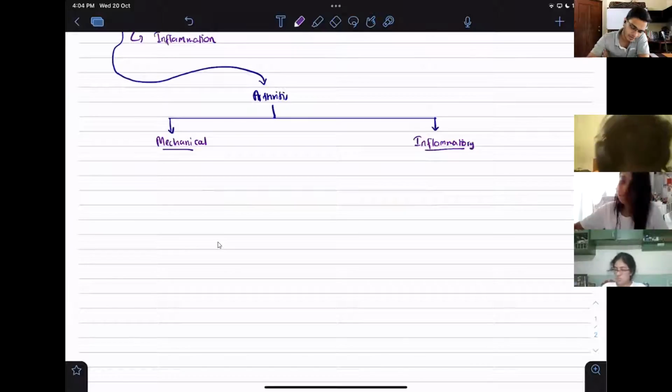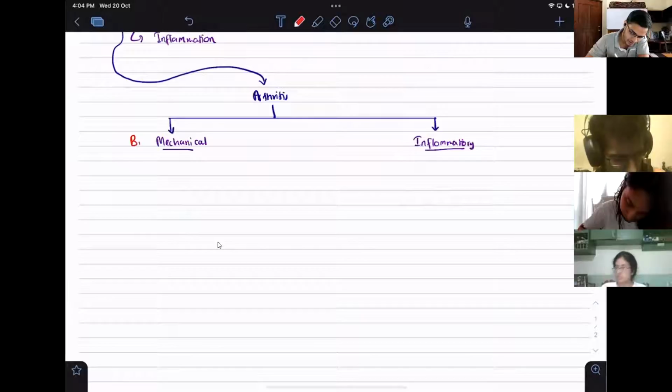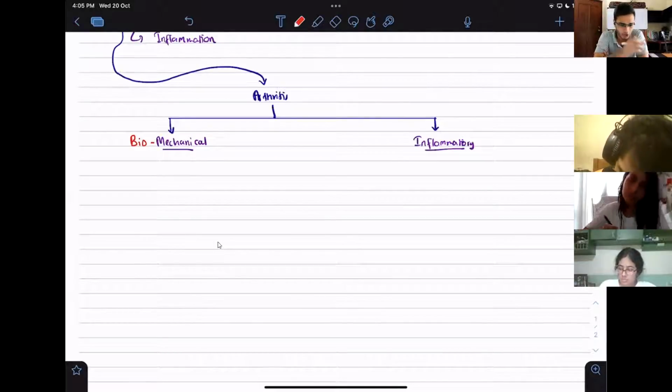Now, what we did is, guys, we added 3 letters. To this mechanical part, we put bio in front, right? Now, this is classified as biomechanical arthritis versus inflammatory arthritis. I will tell you all why, right?